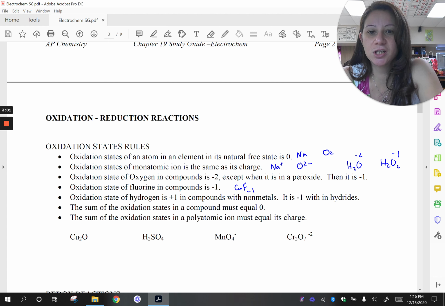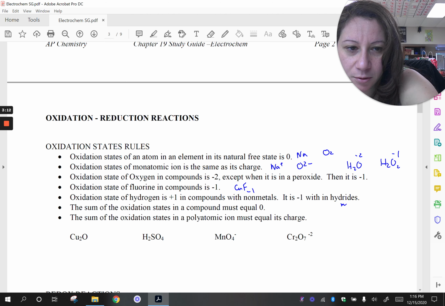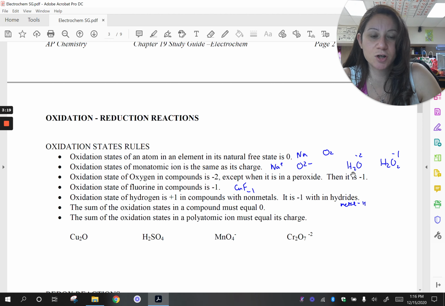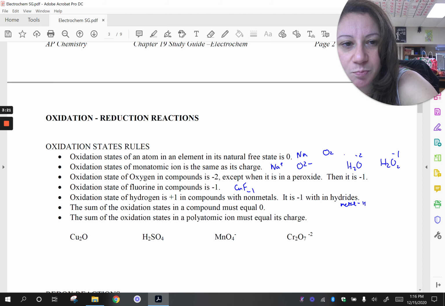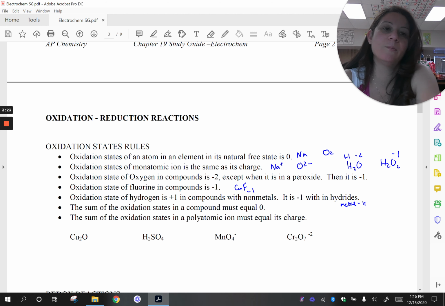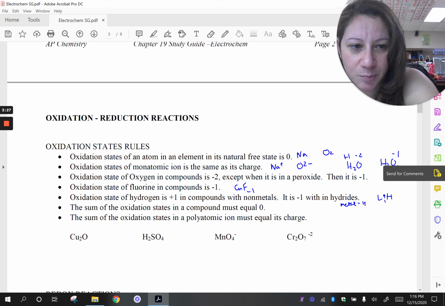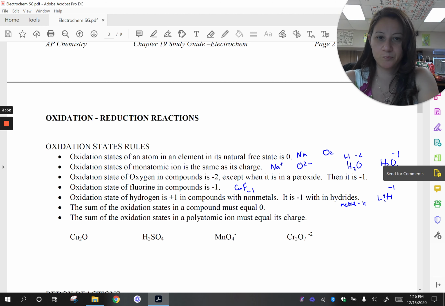Next, the oxidation state of hydrogen is +1 in compounds with nonmetals. It is -1 with hydrides. Hydride means that you have a metal bonded to a hydrogen. So for example, in water, the hydrogen here will be +1 because it's bonded to a nonmetal. But when it's bonded to a metal, like LiH, for example, then here it would be -1.